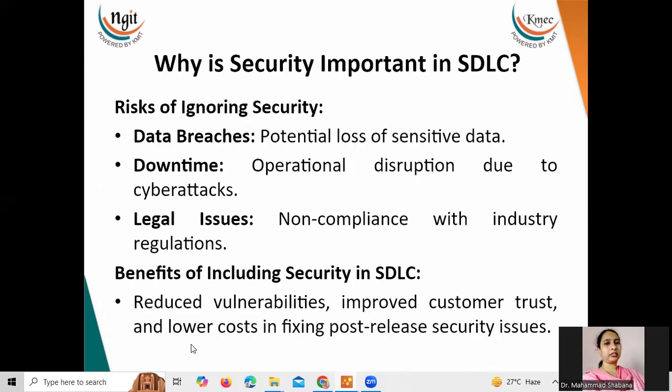Why is this so important? Ignoring security in SDLC can lead to severe consequences, such as data breaches, legal compliance issues, operational downtime, etc. Incorporating security from the start not only reduces these risks but also saves time and cost that might otherwise be spent on fixing vulnerabilities post launch.